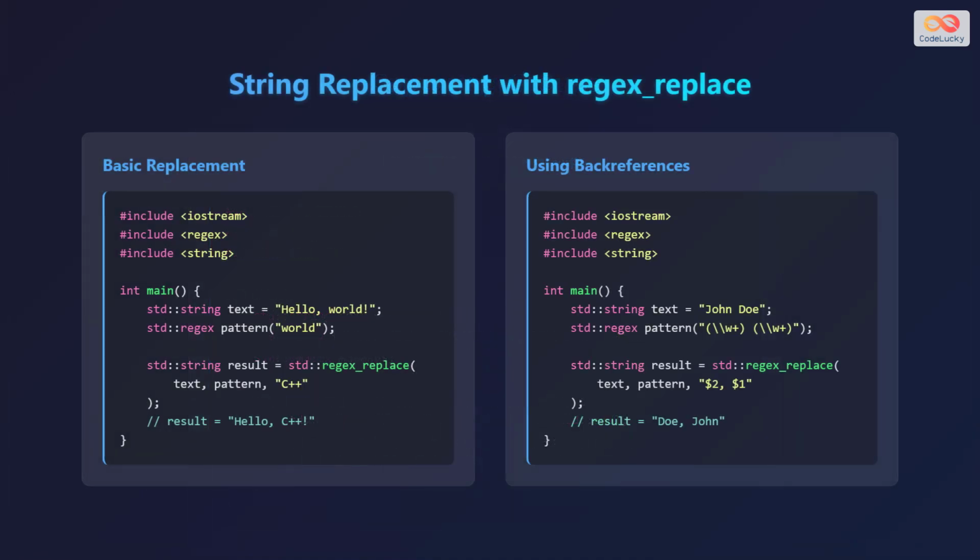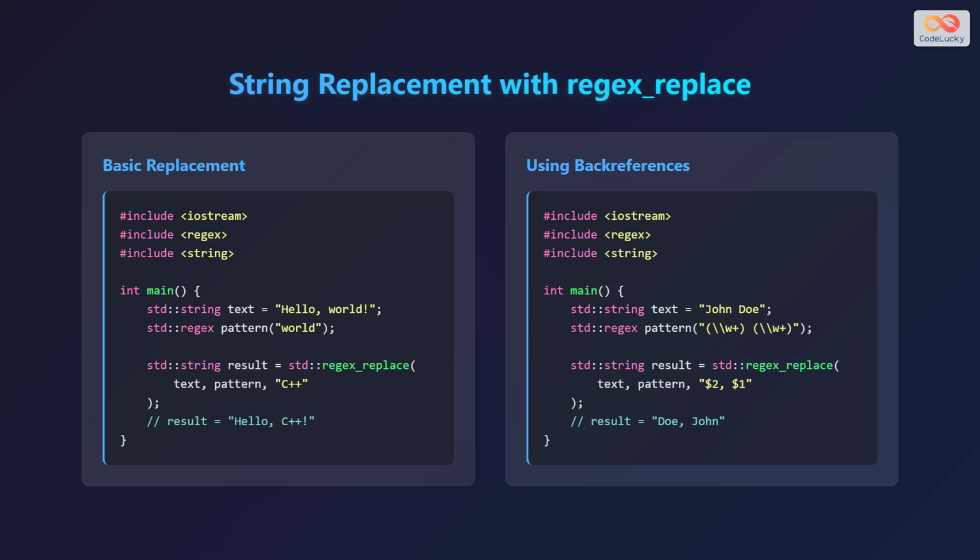The std::regex_replace function allows you to replace parts of a string that match a regular expression pattern. Here's an example of a basic replacement. Include the iostream, regex, and string headers. Inside the main function, create a string variable named text with the value "hello, world".